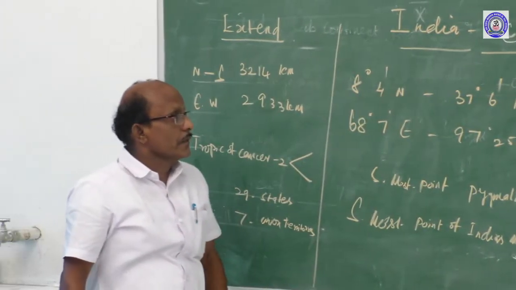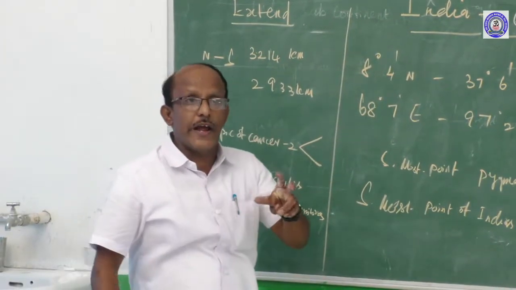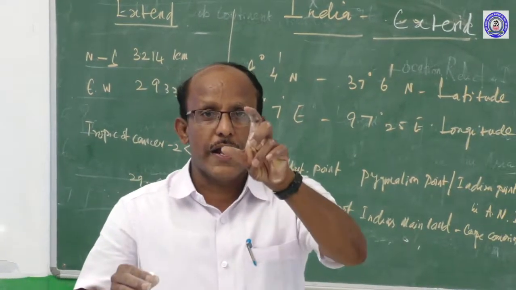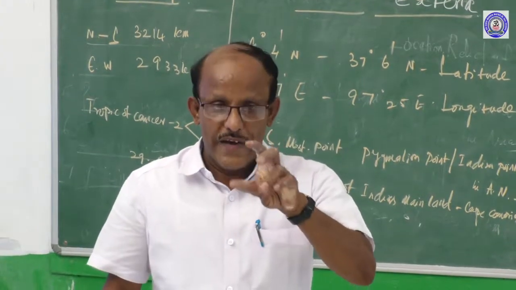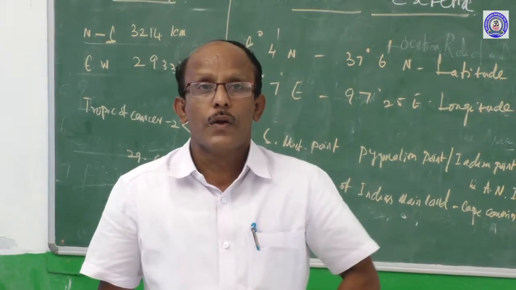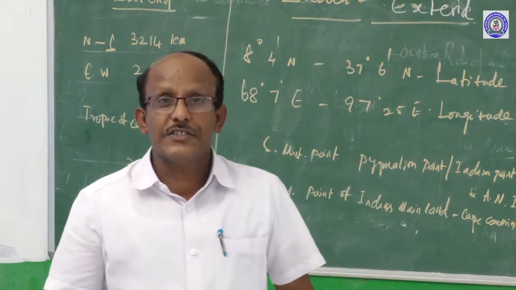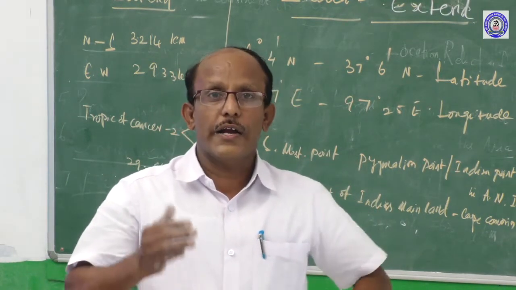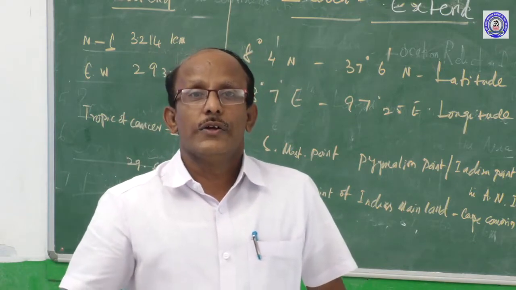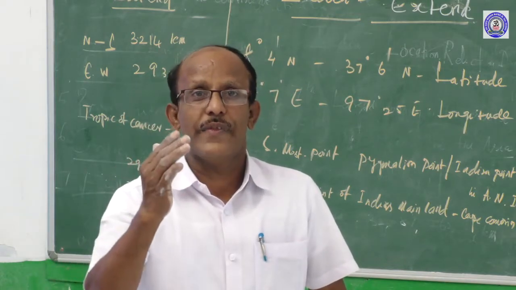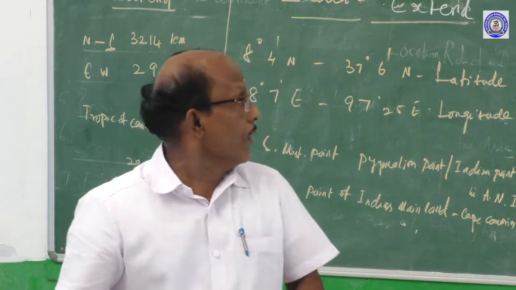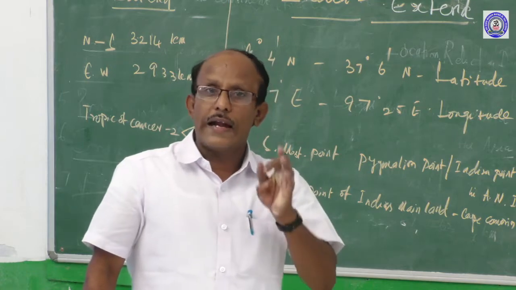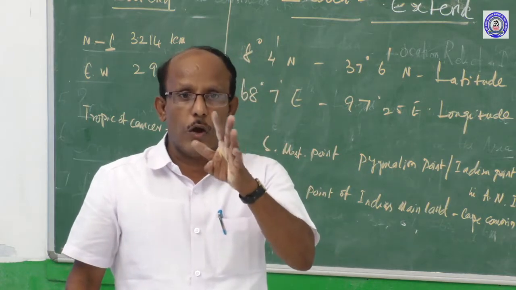What is the location of India in the world map? How can you find the location of India? We can find the location of India in the world map by using latitude and longitude. Latitude and longitude are very essential to locate any country of the world in the world map. So for the location of any country, latitude and longitude play a vital role.